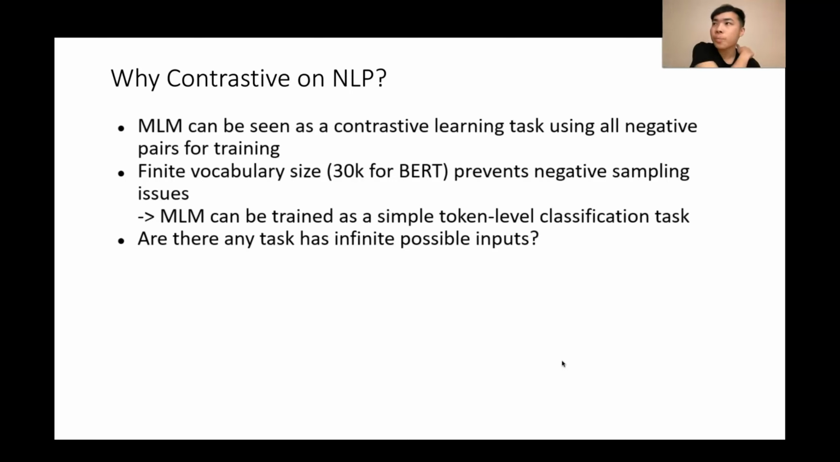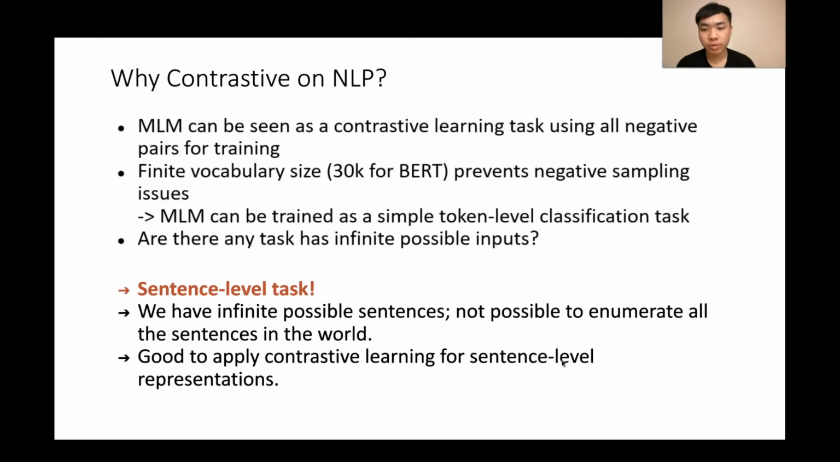However, there are also other tasks that have infinite possible inputs. For example, if you are dealing with sentence-level tasks, we have infinite combinations of words, so we have infinitely many possible sentences in the world. It's not possible to use all the sentences in the world to train your model, so we need the negative sampling process. So the sentence-level task is a good field in which to apply contrastive learning to learn a good representation space.